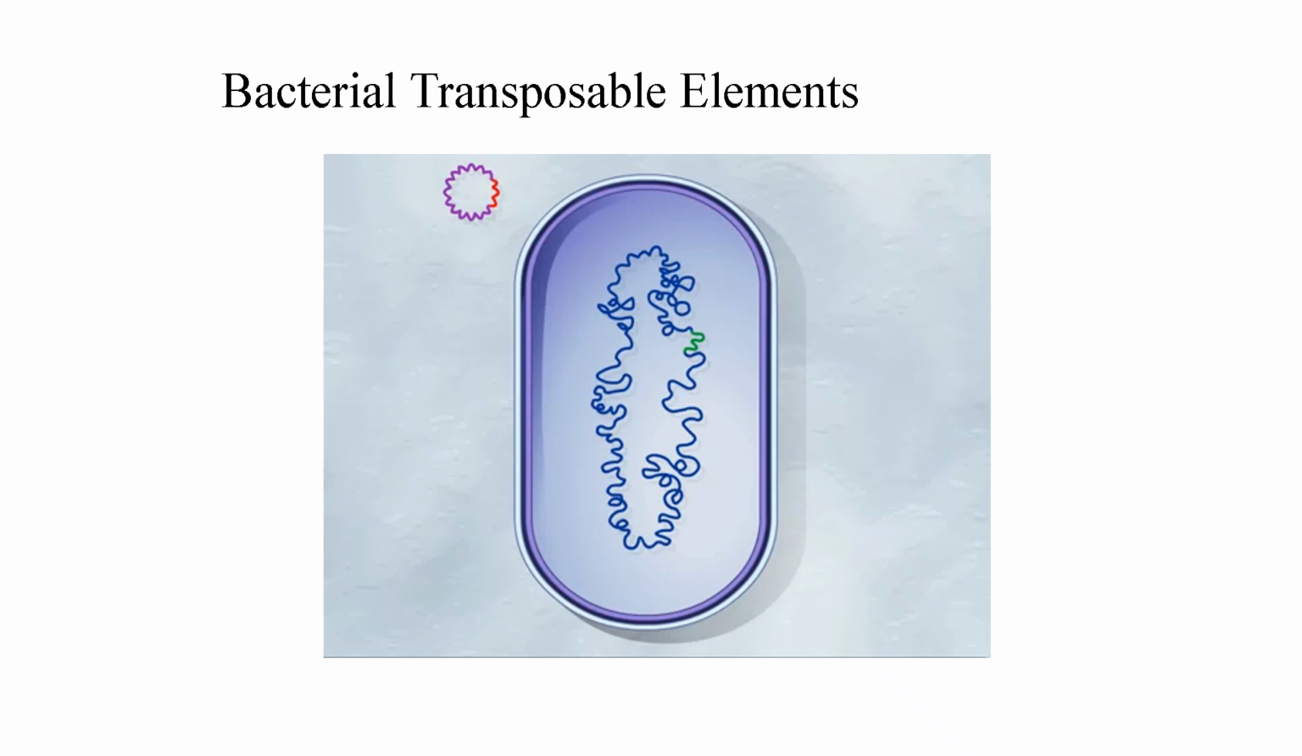Let's begin by focusing on bacterial transposable elements. These can be categorized into simple and composite forms. A common example of a simple element is the insertion sequence, or IS element. These short DNA sequences can insert themselves into various positions in the genome and are typically the most basic form of transposon in bacteria.